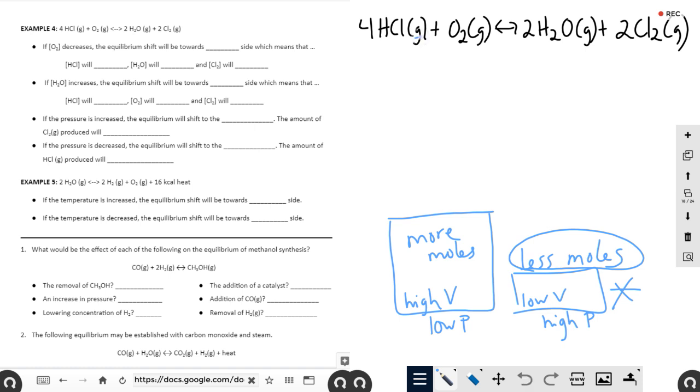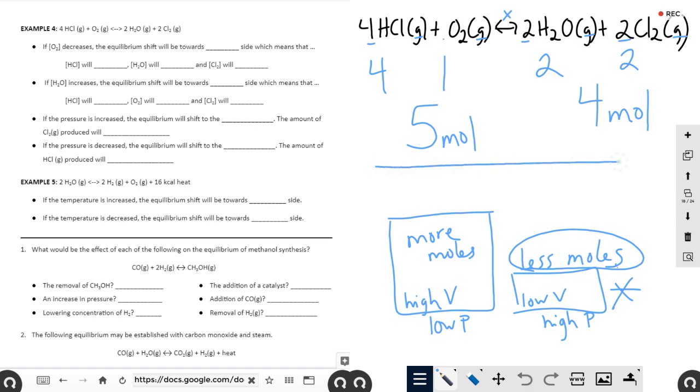So let's count them. Gas has a coefficient of 4. Gas has a coefficient of 1. That's it on that side. 5 moles on that side. Then look at the other side. Gas has a coefficient of 2. Gas, coefficient of 2. 4 moles on this side. So my pressure was increased, right? So a shift toward the side with less moles. So I'm going to shift this way, so that is to the right.